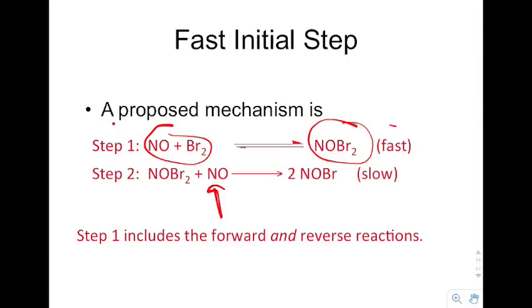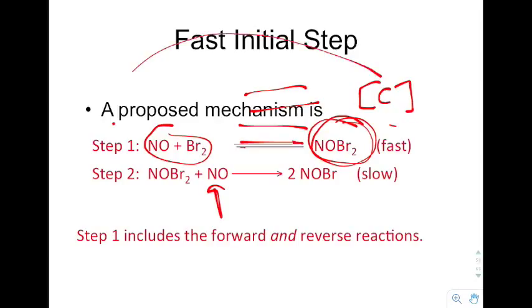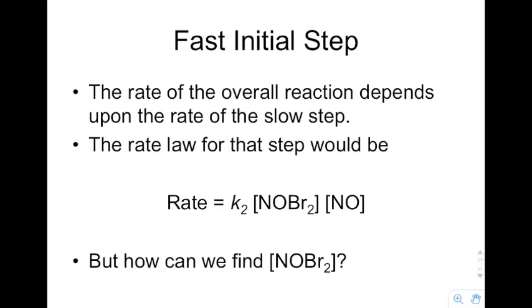Whenever you have something occur quickly, it's going to occur quickly, and then it's going to move back quickly. So this is going to be a continually changing concentration. And so this continually changing concentration is going to affect the slow step. So when you have a fast initial step, the rate of the overall reaction is going to depend on the slow rate, but then the slow rate also depends on the fast initial step.